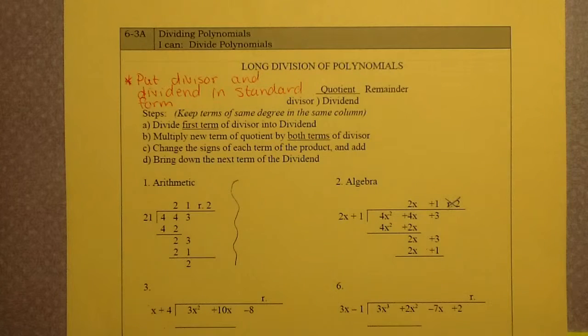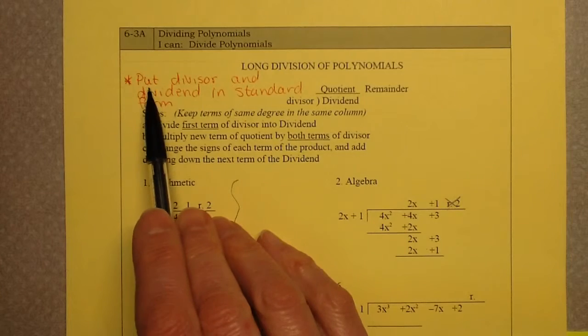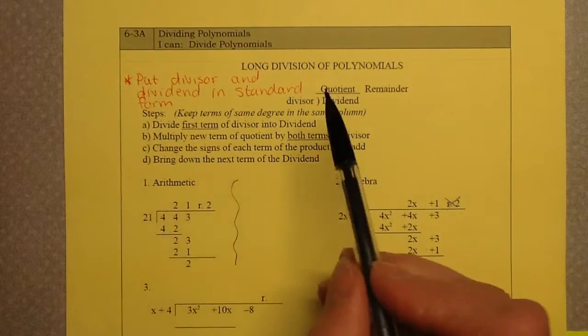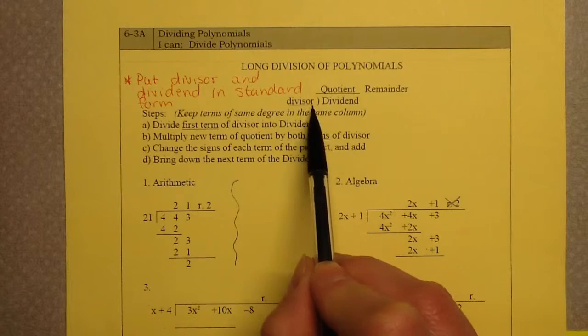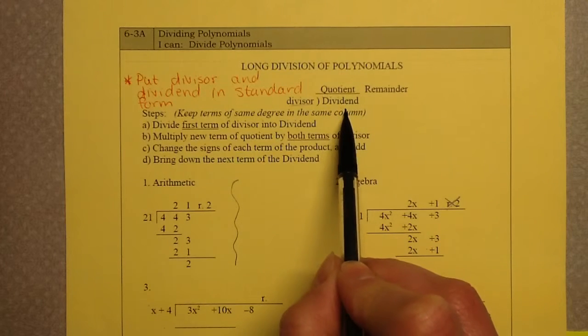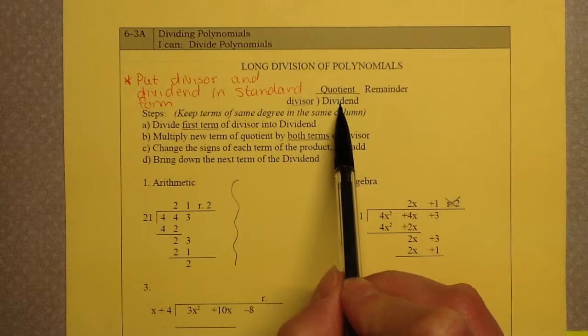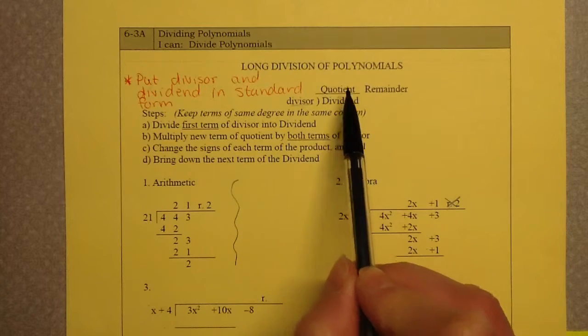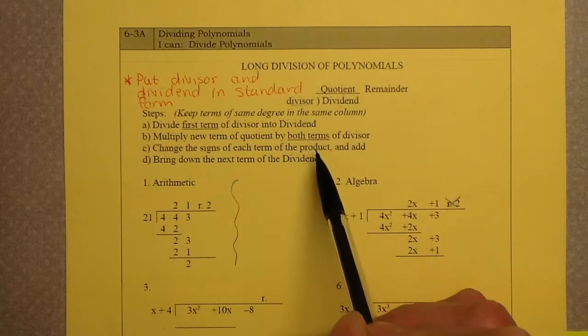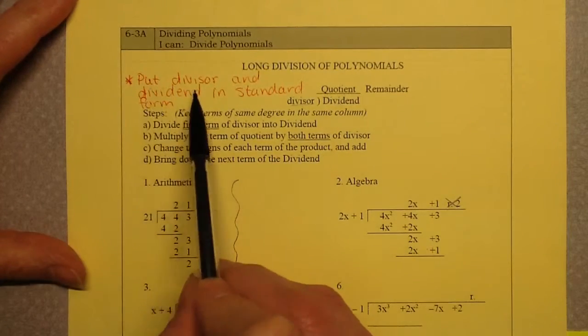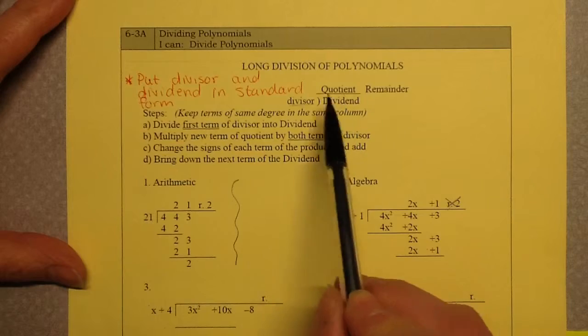In section 6.3, you're going to use long division to divide polynomials. Before we get started, I just want to remind you of the vocabulary. The divisor is the number that you're dividing into a number, and the number that's getting divided is called the dividend. The value or the number of times the divisor goes into the dividend is called the quotient. So here are the vocabulary words. If I refer back to them, you'll know what they mean. You want to put the divisor and the dividend in standard form.